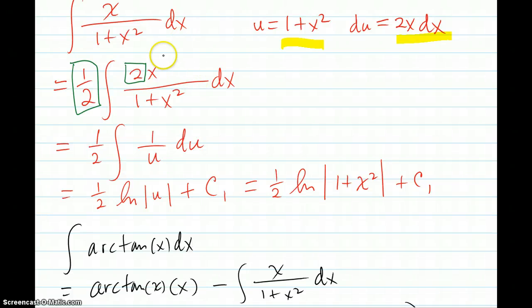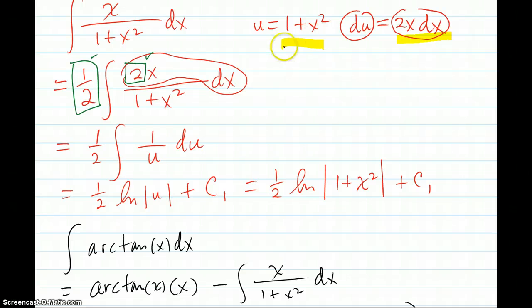Anyway, coming back to this, you created a 2 and you removed it. So then you're ready to switch everything over to u. So you have 1 over u du, because the 2x dx is the du. Here's your 2x dx. That's the du. And the 1 plus x squared is down here. So you have 1 over u, you have 1/2. So that's 1/2 log absolute value of u plus c1.